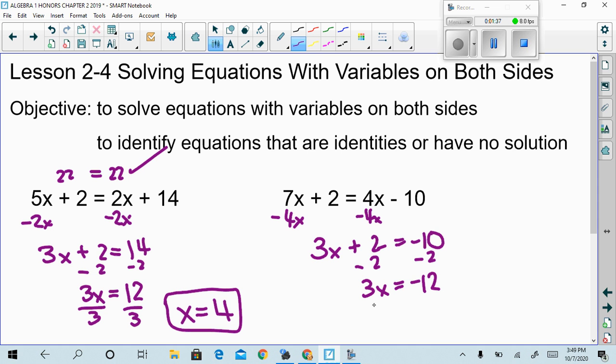Remember to add the opposite, and we divide. This time, once again, I have just one solution. x is equal to negative 4. If you were to substitute that back in, once again, 7 times negative 4 is negative 28 plus 2. And then we have negative 4 times 4, which is negative 16, minus 10, both sides, negative 26.